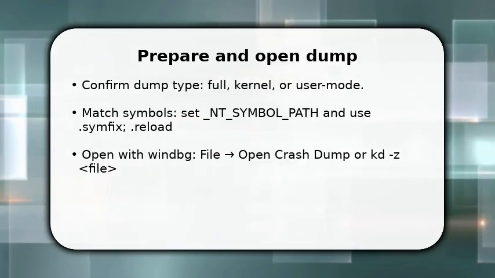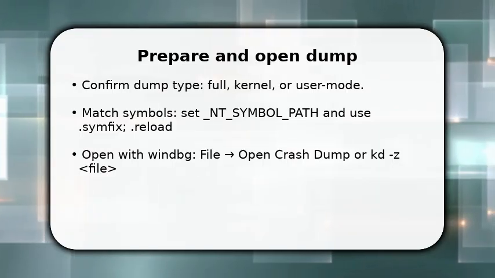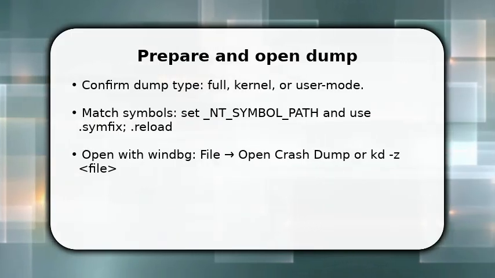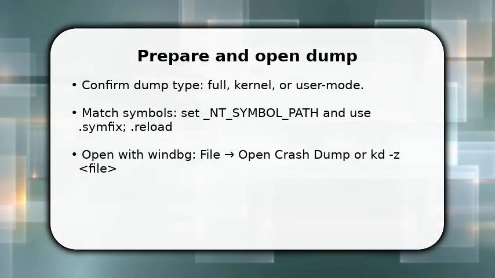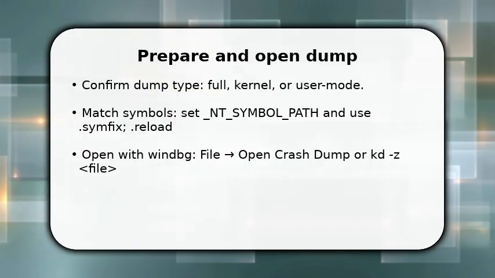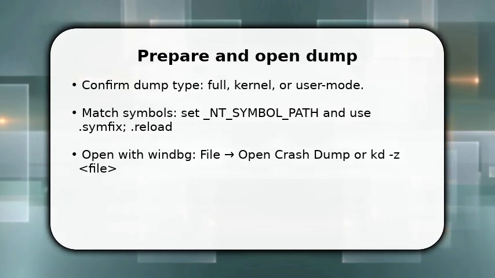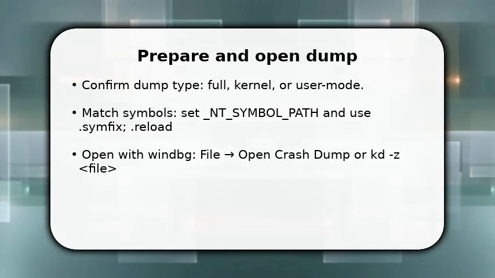Next, open the dump in WinDbg with File, Open Crash Dump, or open the kernel dump file. Once done, run !analyze -v for an initial high-level readout and note the bug check or exception. This gets you actionable context immediately so you can target deeper analysis steps.